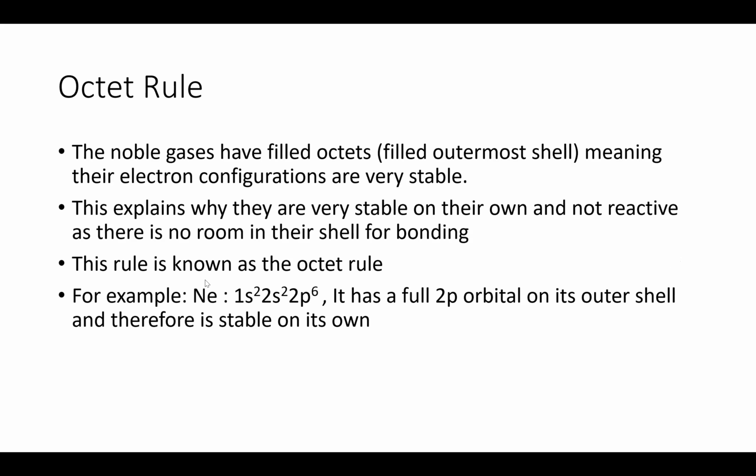Then we have the octet rule. The noble gases have filled octets, and that's a filled outermost shell, meaning their electron configurations are very stable. This explains why they are very stable on their own and not reactive, as there's no room in their shell for bonding. This rule is known as the octet rule. For example, if we look at neon, it has a filled 1s, a filled 2s, and a filled 2p on its outer shell, and therefore it's stable.